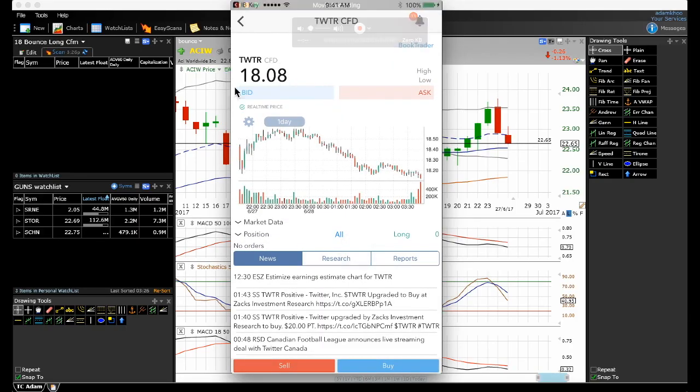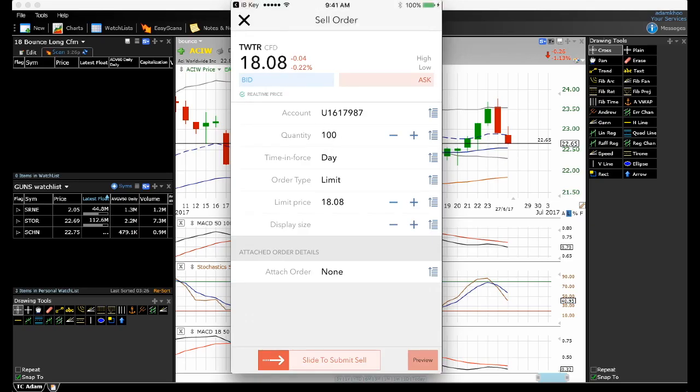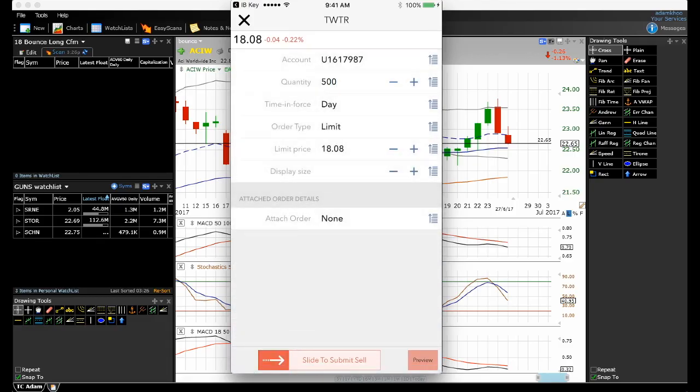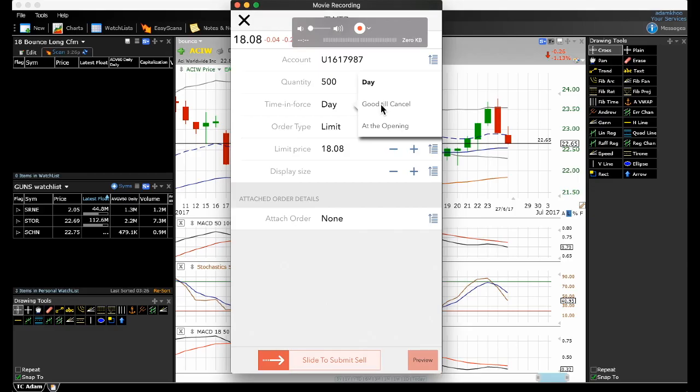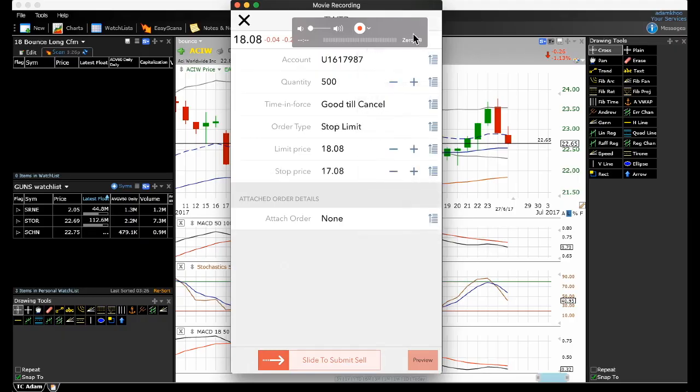And current price is 18.08. So if it continues to go down, I want to have a short position. So I'm going to click Sell over here. I'm going to choose the account which I'm using. I've got multiple accounts. Quantity, again, you've got to use your position sizing calculator to calculate how many shares you're going to short. So let's imagine I'm going to short 500 shares. Again, good till cancel order. Order type, stop limit.